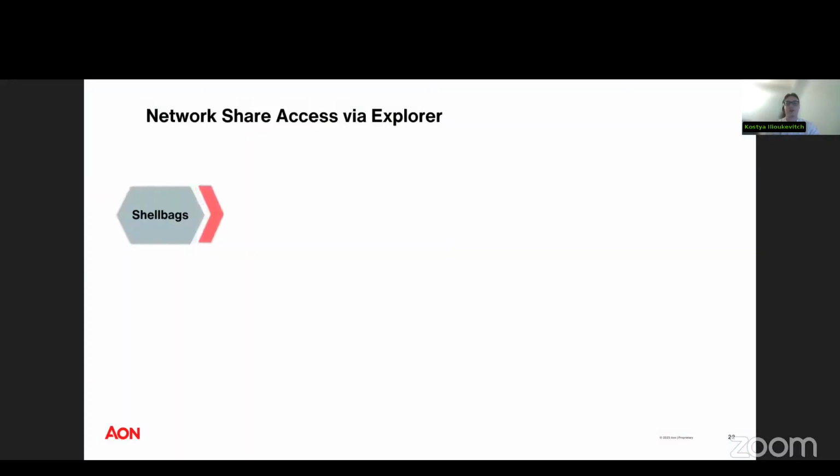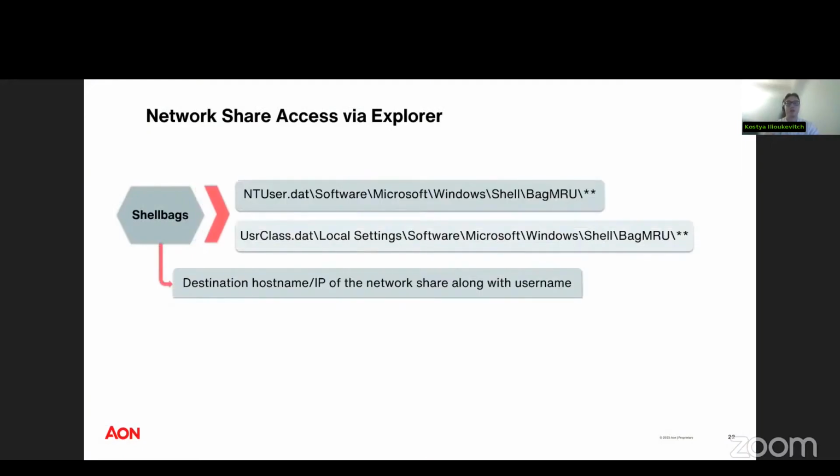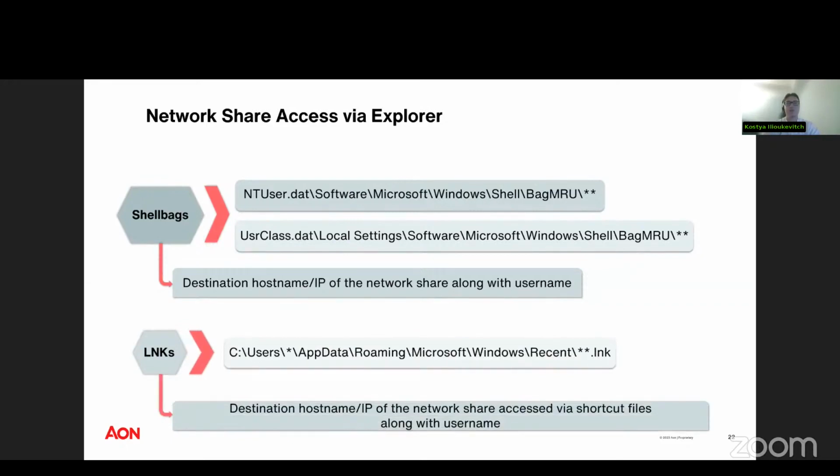Shellbags are populated when a user interacts with an Explorer window, particularly on folders, and that's when they get populated. They're found under the shellbag MRU of both the NTUSER and the UsrClass.dat file, and the LNK files, which are found under the Recent folder of your user's AppData folder. And in here, we'll also see, potentially, if it does exist, remote access that contains either their host name or IP or a share name of the destination system being accessed.